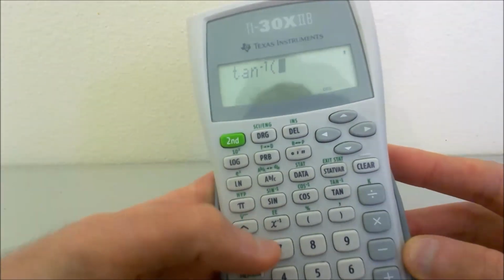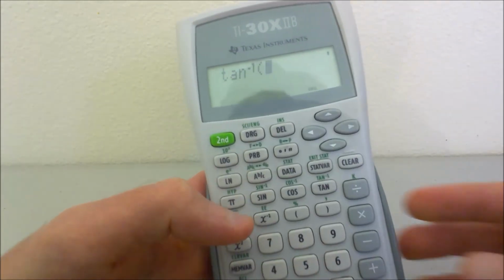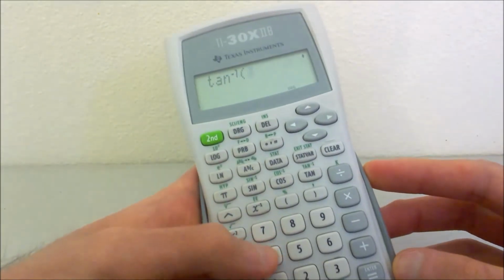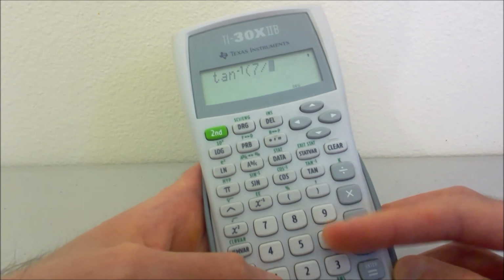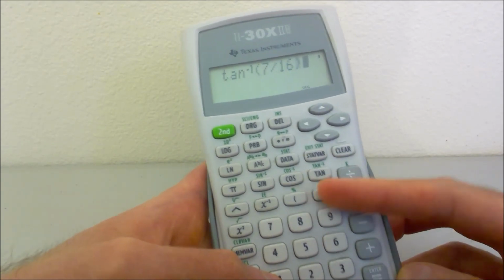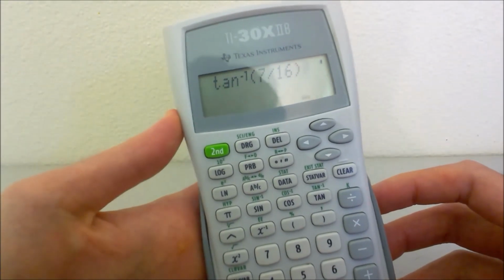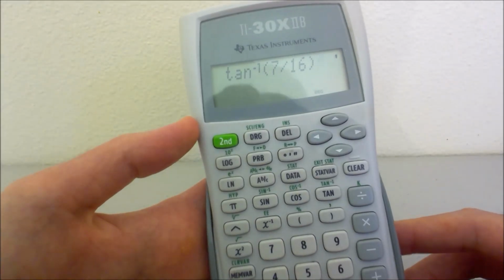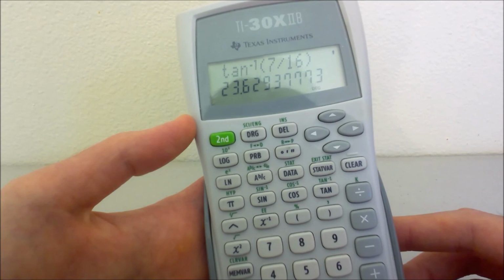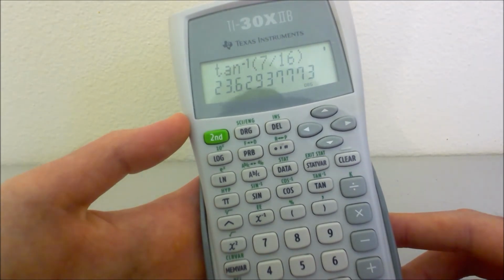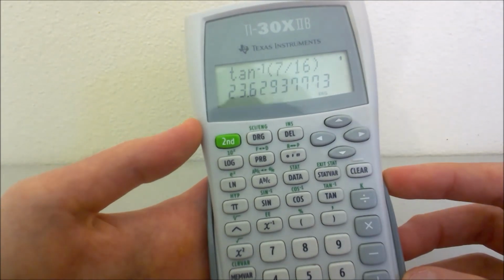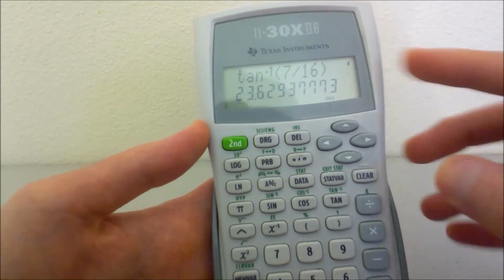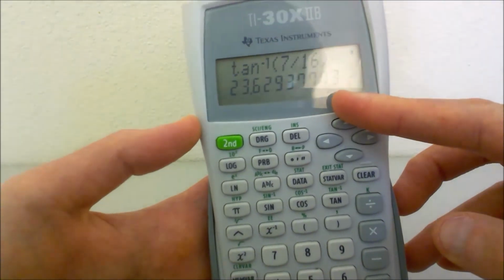And our final answer was inverse tan of 7/16. So I've got it all typed in now. So I press enter and I get around 23.629 degrees. And to get answers in degrees, don't forget to have your calculator in degree mode.